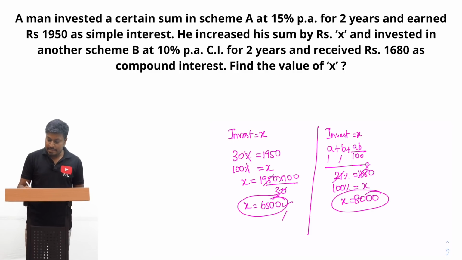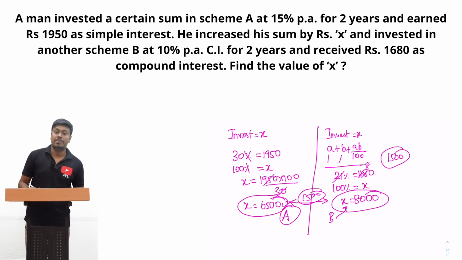Just see, in scheme A his investment is 6500. In scheme B his investment is 8000. Our target is to find how much the sum has increased. From scheme A, how much did he increase? 1500 rupees increased in scheme B. So we can say that the answer for this question is 1500.